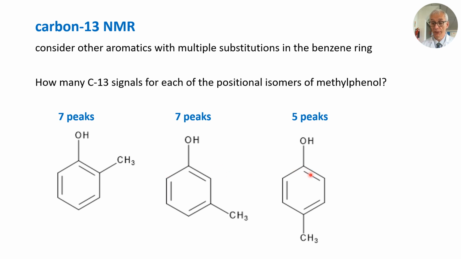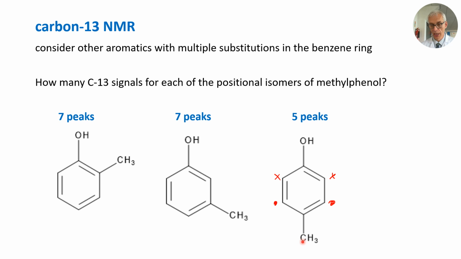However, if we look at 4-methylphenol, we'll see that this position and these positions within the ring are chemically equivalent. This carbon is at a certain distance from this oxygen and from this methyl group, and this carbon has exactly the same geometry. There's a symmetry to the molecule there. So these two are chemically equivalent, as are these. So we'll only get 1, 2, 3, 4, 5 peaks in the carbon-13 spectrum.